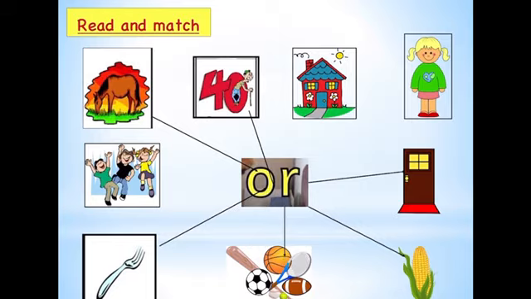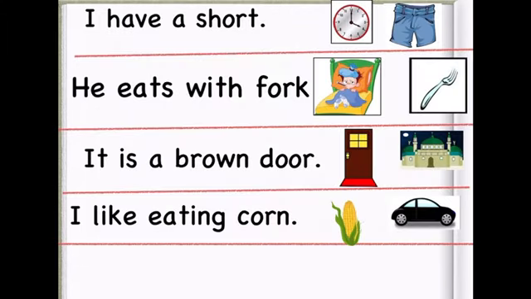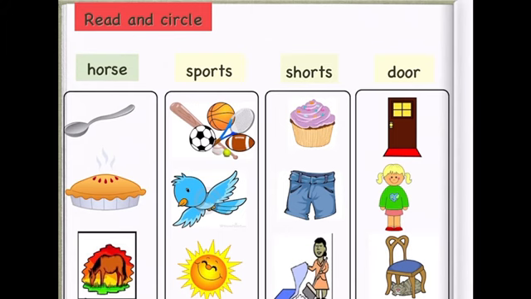Okay, my friends, read and circle. I have a short. He eats with a fork. It is a brown door. I like eating corn. Here, Shabab, read and circle. Horse, sports, shorts, door.